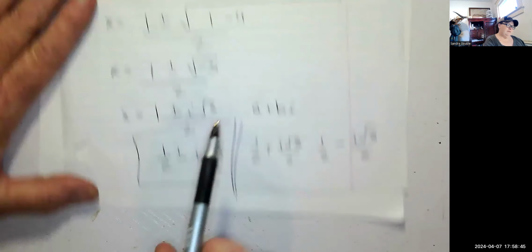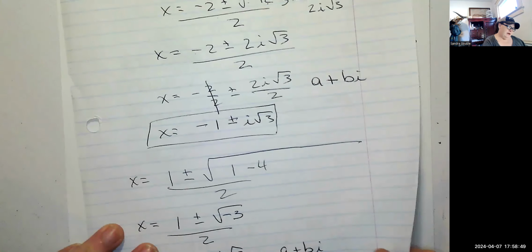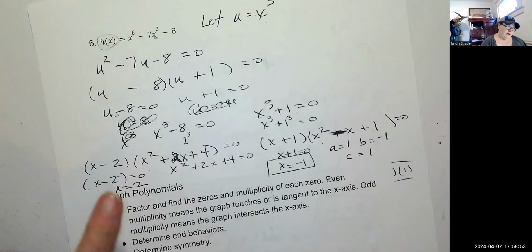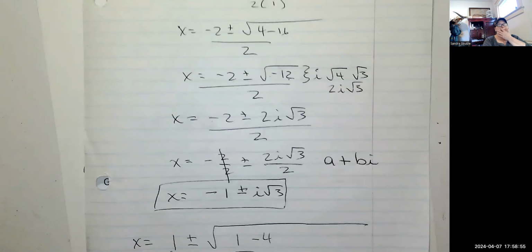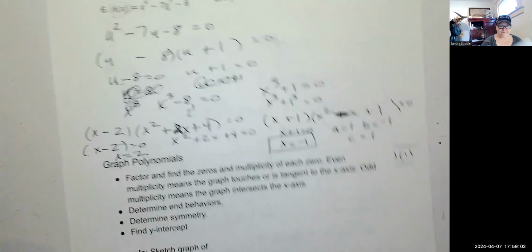So that's 2 of them, 3 of them, and then we had, no, that was back here. 3 of them, 4, 5, 6. That's what it was. Okay. So we found all 6 of the zeros. That was some work. All right. Let's learn how to graph polynomials.